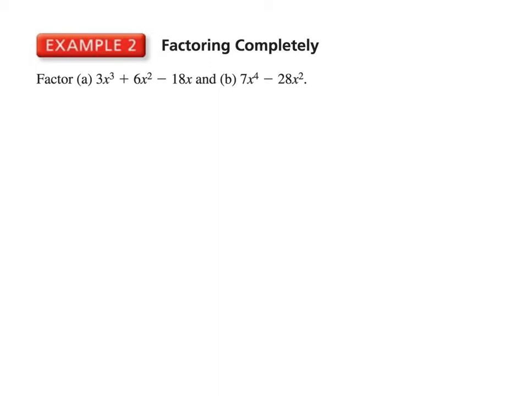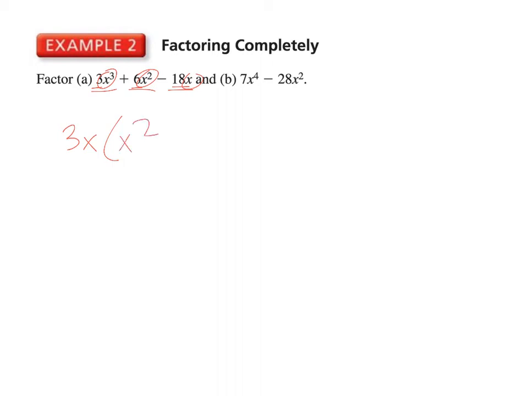Alright, factoring completely. Now, before we apply any of the methods you've learned, let's see if we could find a greatest common factor. Let's see, 3, 6, and 18. What's the biggest number that goes into all three of those numbers? That'll be 3. I have 3 x's, 2 x's, and 1 x. If I want to pull out an equal amount of x's out of each term, how many can I pull out? 1. Okay, what am I left over with?